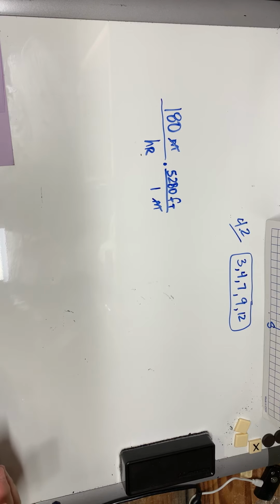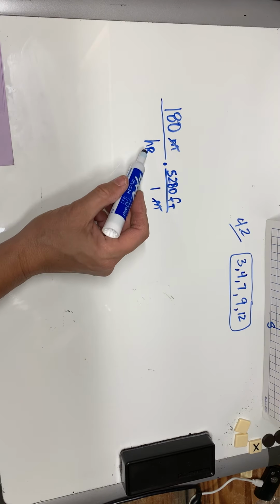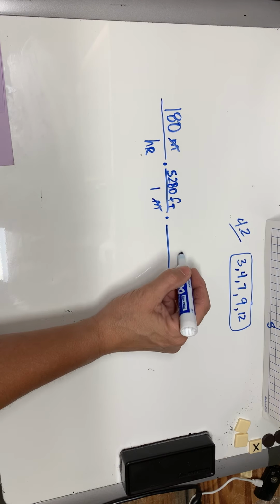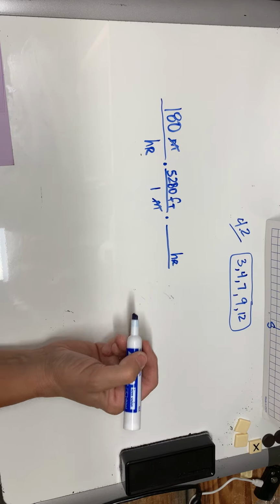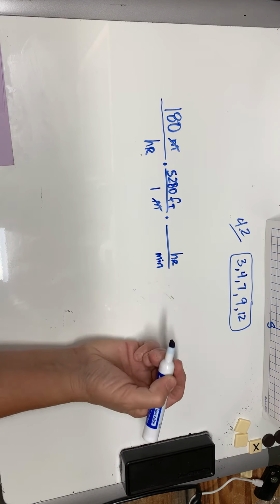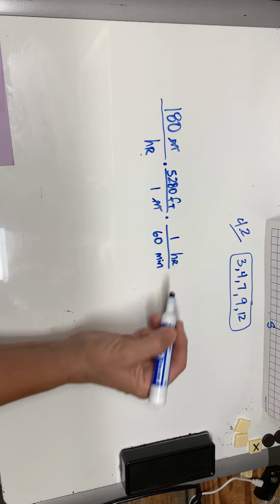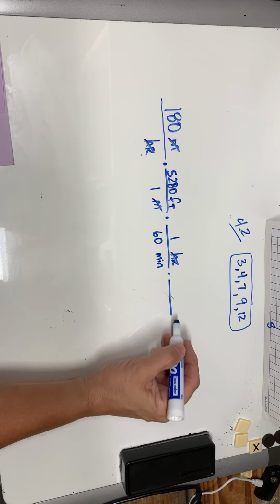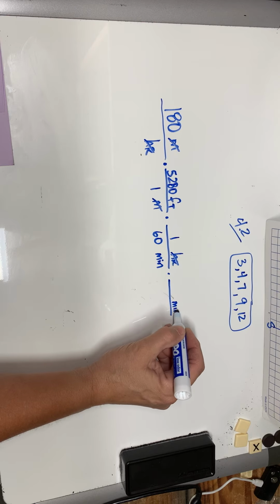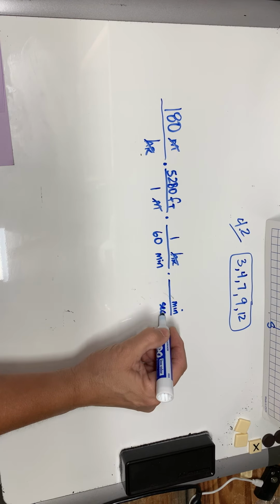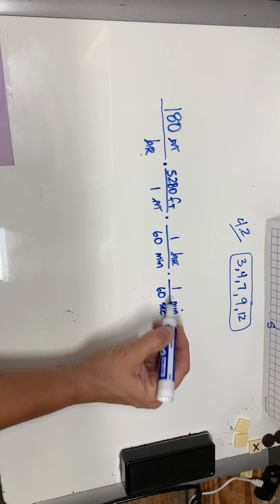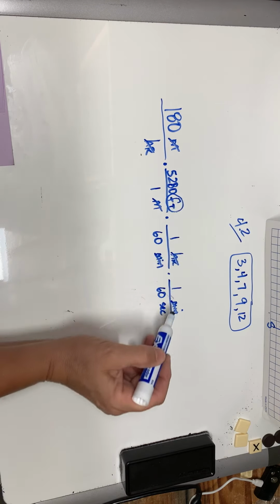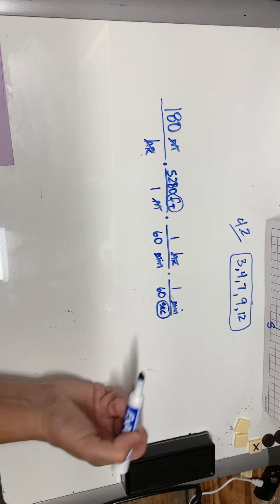Now I need to worry about my seconds. So I need to convert hours to seconds. So I have hours on bottom, which means I need hours on top for them to cancel. I can convert hours to minutes because 1 hour is 60 minutes. So now my hours cancel. And then finally, minutes is on bottom, so I need minutes on top. I know minutes to seconds would be 1 minute is 60 seconds. Minutes cancel. And the only 2 units I'm left with are feet per second.